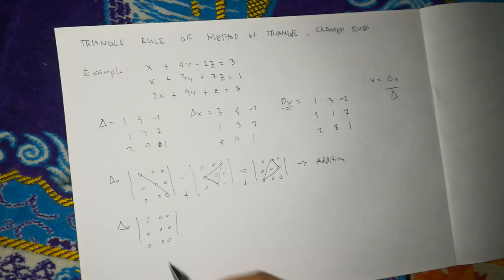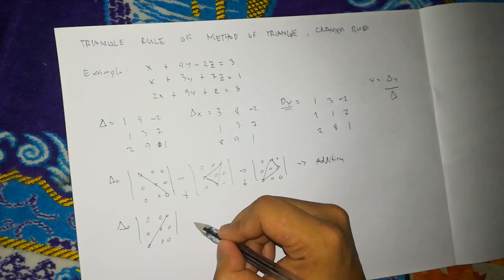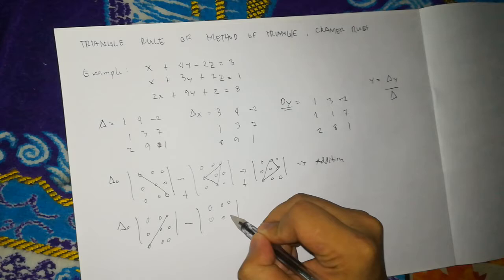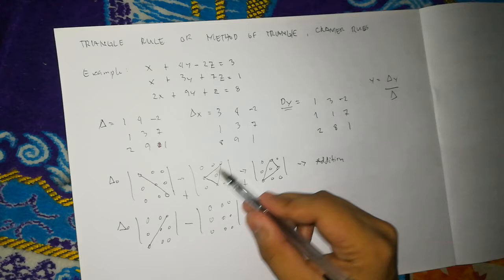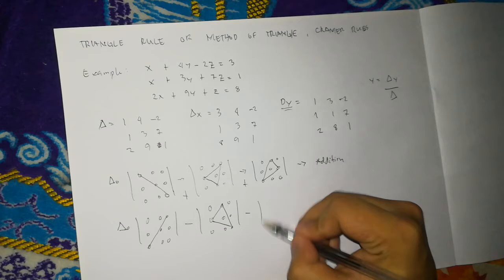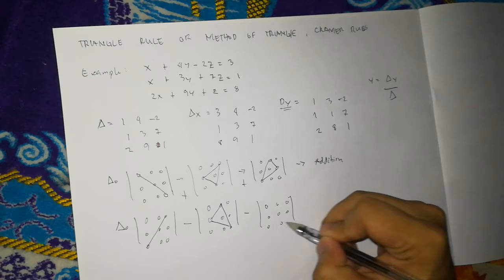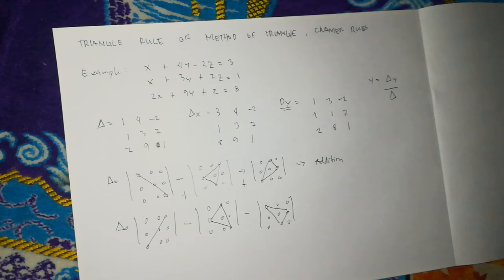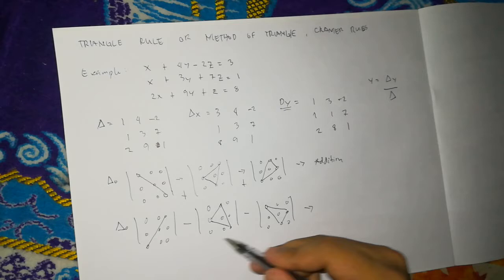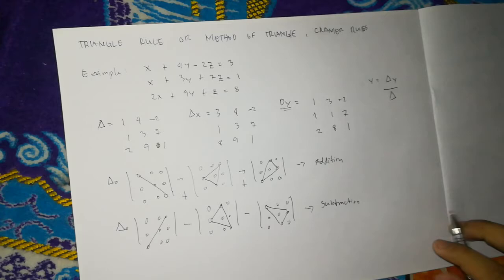Unang step is ganito. Pansin niyo, yung una dito, pag ganito, sunod naman pag ganito. Minus, kasi subtraction na to. Yung triangle niya naman, pag ganito, magiging ganito siya. Minus. Pag ganito naman. And these are subtraction. And subtraction siya.